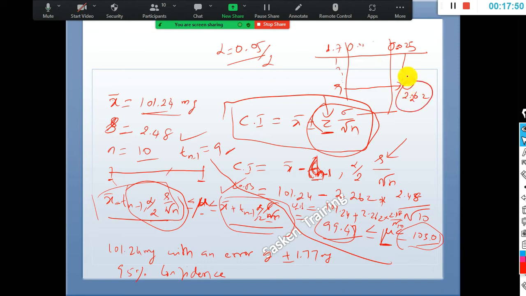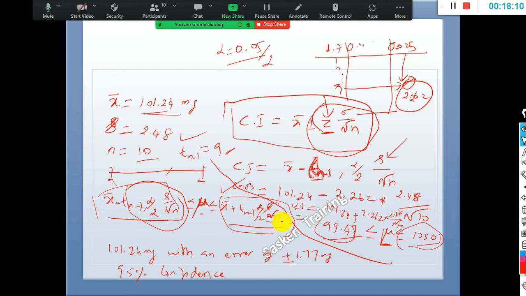This is the value at the intersection of these two things. This is my degrees of freedom and this is my alpha level, and this is the one. Okay, so now we can see the 95% confidence interval is this one. The true mean falls anywhere between 99.47 to 103.01.